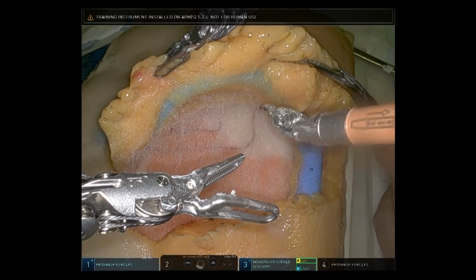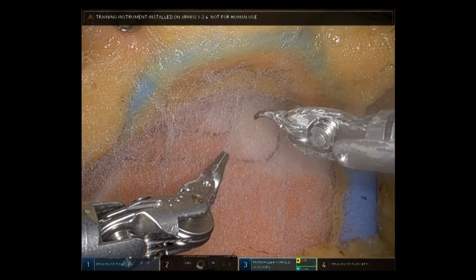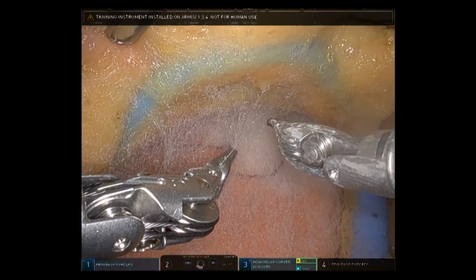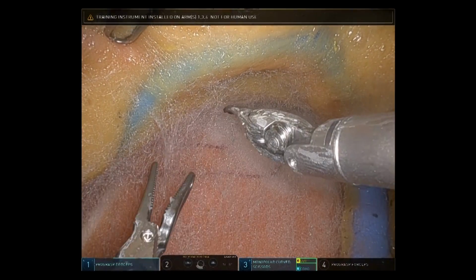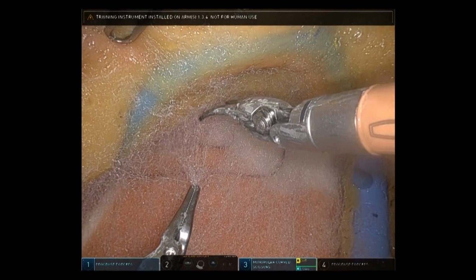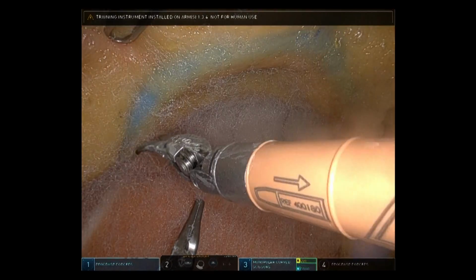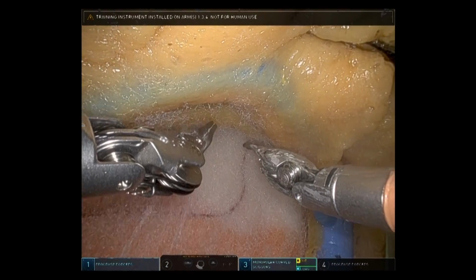With coordinated use of the assistance forceps and the fourth arm, the mesentery is elevated vertically, and dissection proceeds along the retroperitoneal interface. Both sharp and blunt dissection methods may be explored to evaluate different mobilization strategies.